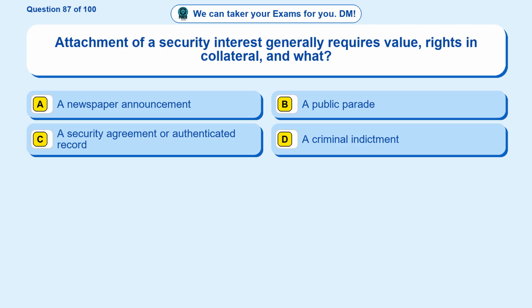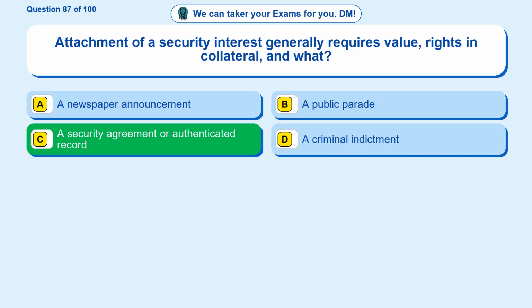Question 87. Attachment of a security interest generally requires value, rights in collateral, and what? Option A, a newspaper announcement. Option B, a public parade. Option C, a security agreement or authenticated record. Option D, a criminal indictment. The correct answer is option C, a security agreement or authenticated record.